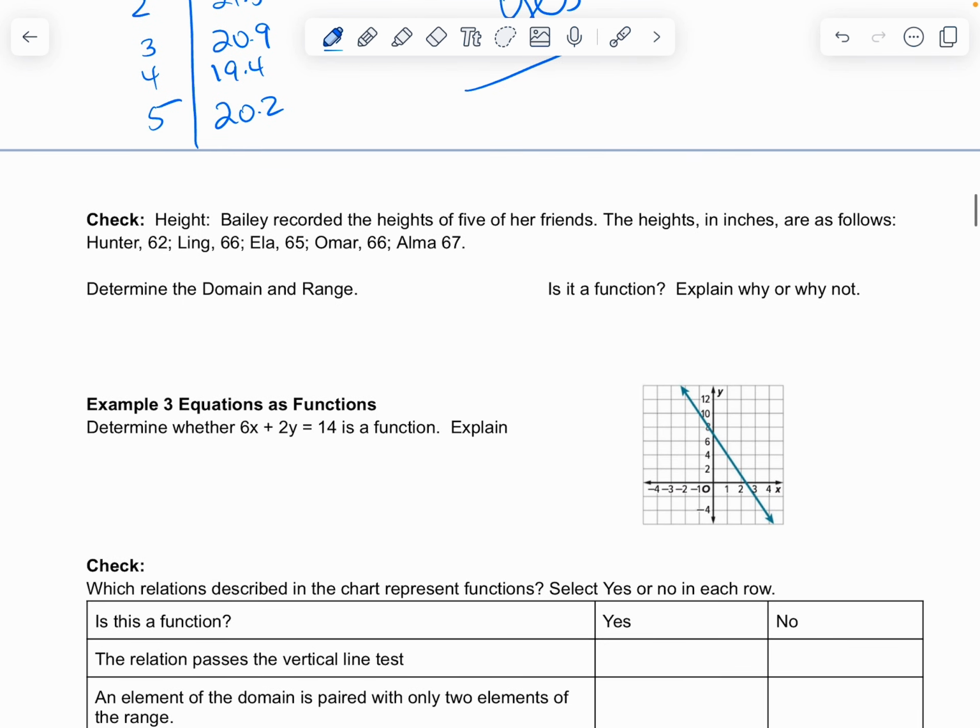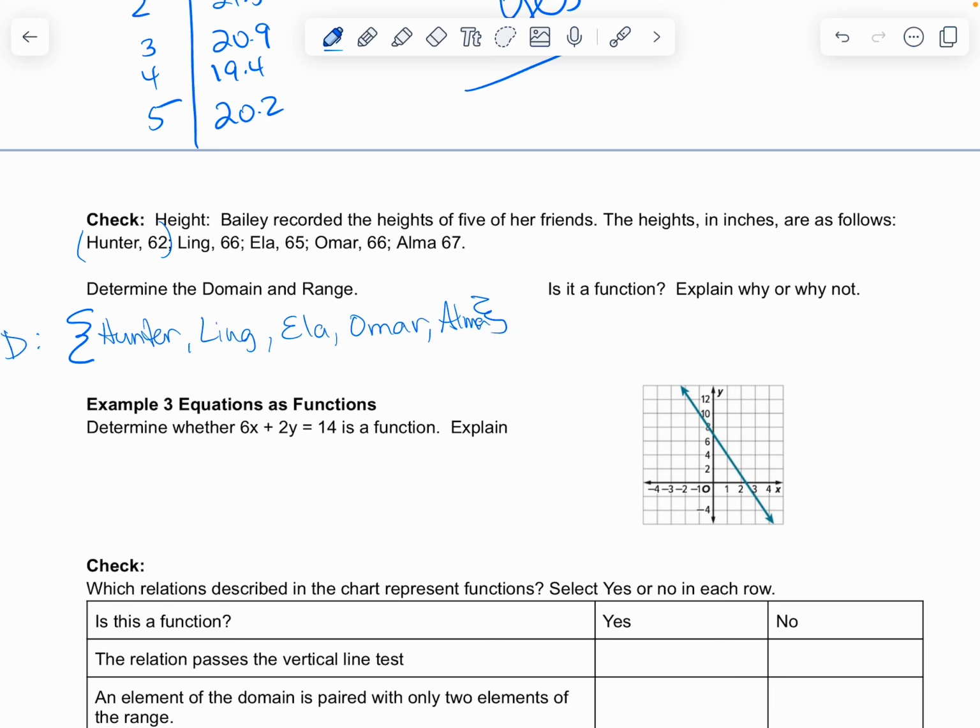Okay, so here we have the height. Bailey recorded the heights of 5 of her friends. The heights in inches are as following. Okay, what's the domain? The domain are the people's names. So this would be like an ordered pair. So Hunter, Ling, Ella, Omar, and Alma. Oops, I forgot the A on Alma.